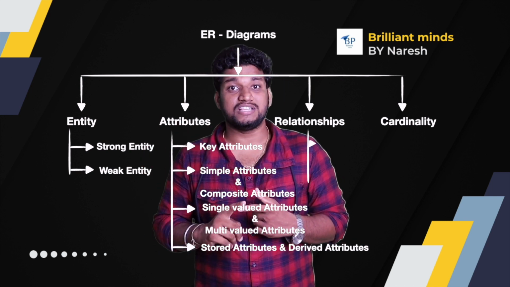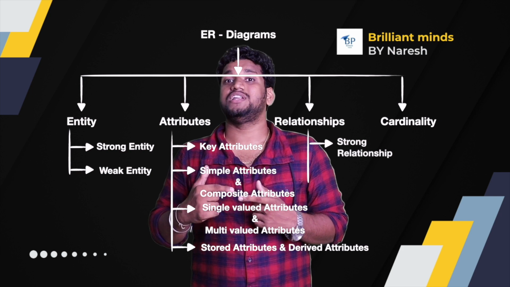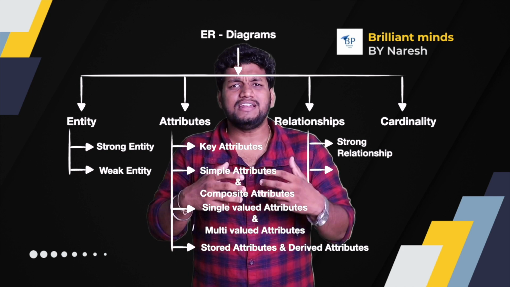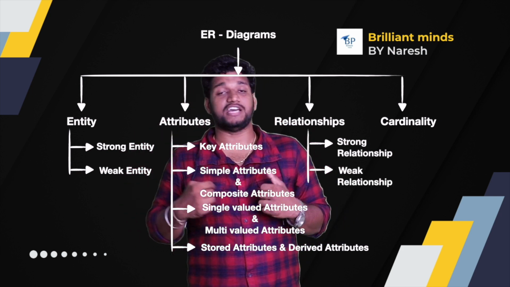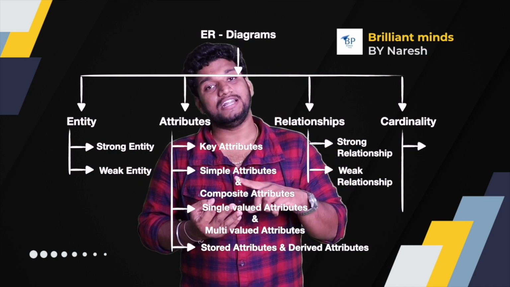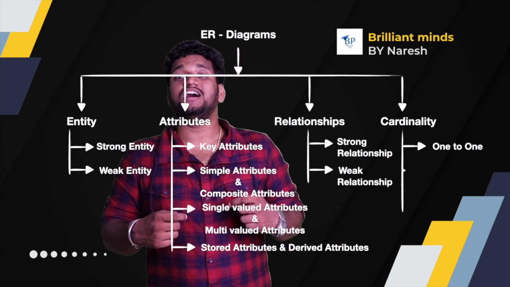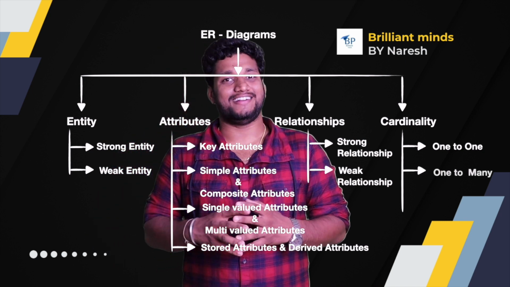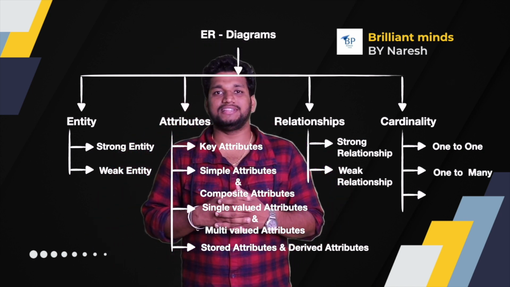That first one is strong relationship and the next one is weak relationship. In cardinality we have 3 different types. What are those 3 different types? One-to-one, one-to-many and many-to-many. These all are the components of ER diagrams. Now let us start with entity.